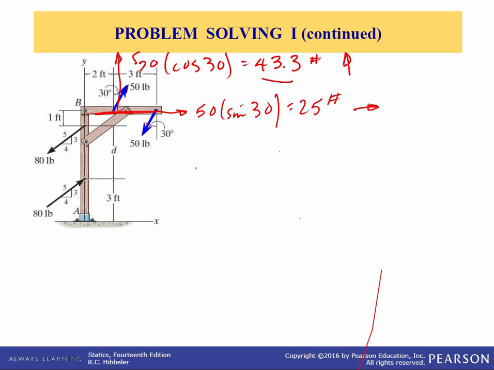And of course, the moment here is equal to just 43.3 times 3 feet. And that would be tending to want to go clockwise, so it's negative. So that equals minus 129.9 foot-pounds.